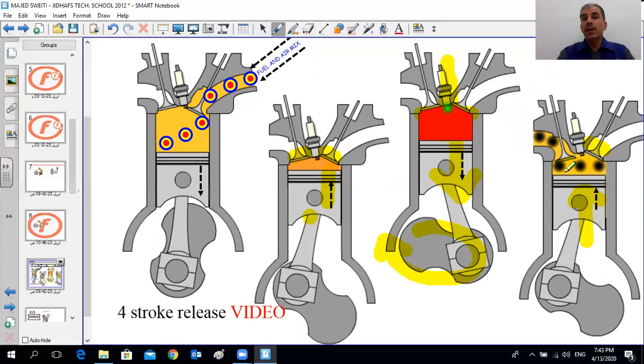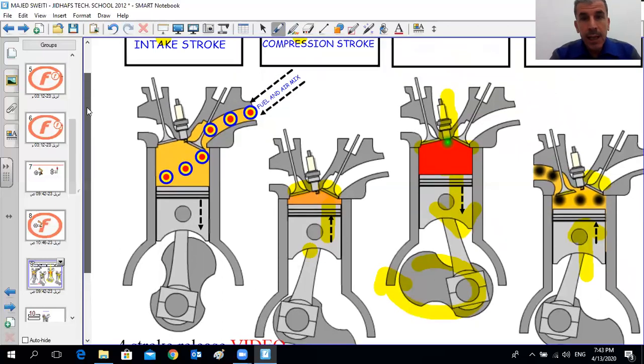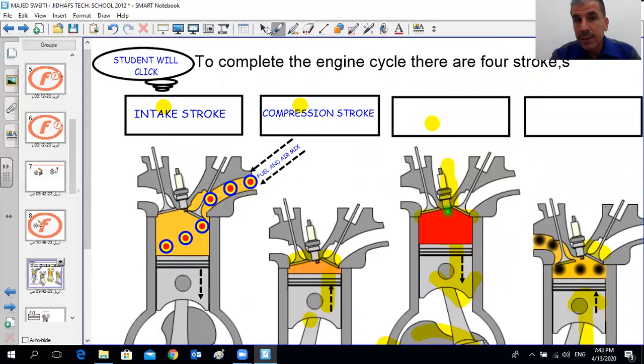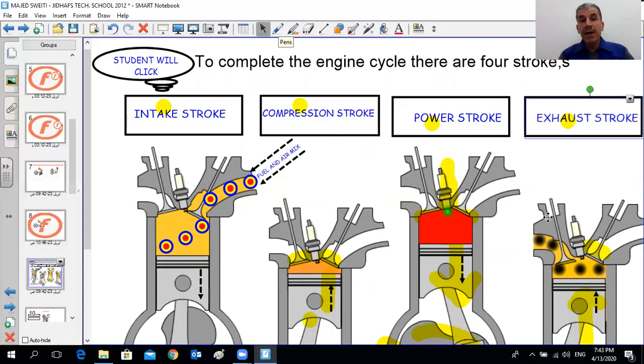Now, these are the four strokes of the internal combustion engine. This one, what do we call it? Yes, power stroke. And that one, what do we call it? Yes, exhaust stroke. So we have four strokes to run the engine. The first one, the intake stroke, where we get the fuel and air mixture. We have the compression stroke to compress the air and the fuel to make it a gas.